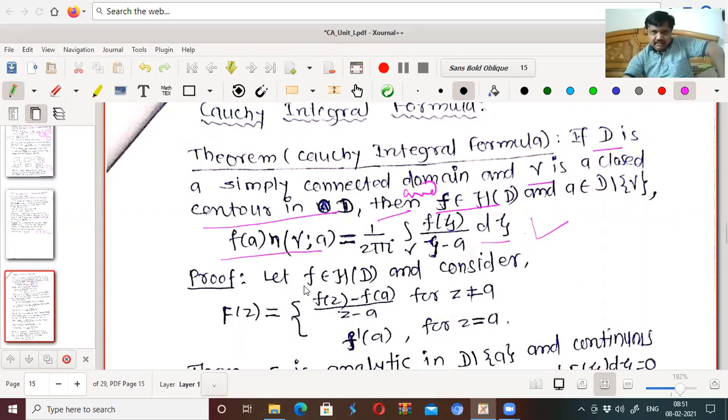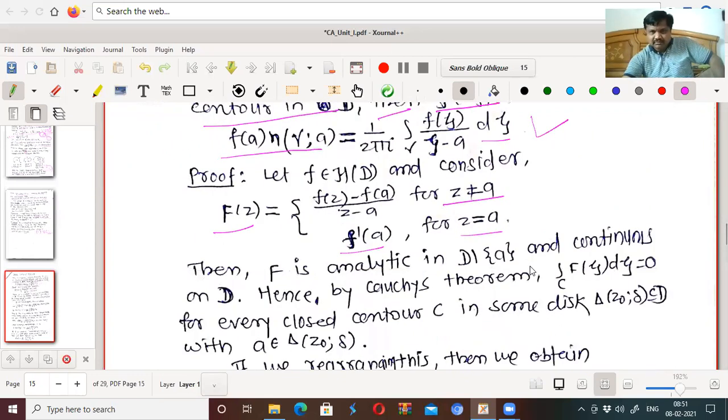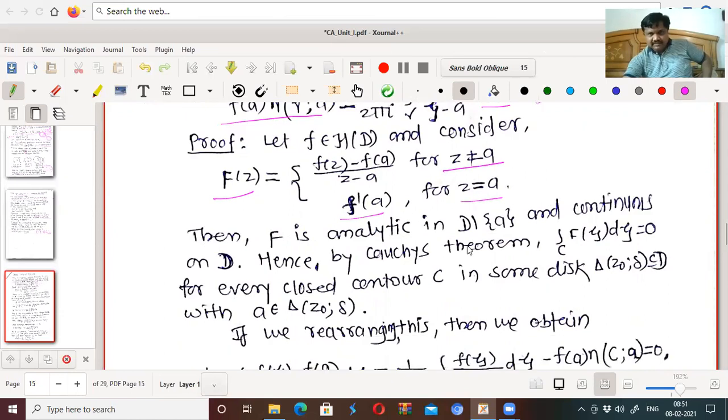Let f be analytic and consider capital F of z, defined as f of z minus f of A upon z minus A for z not equal to A, and equal to f dash at A for z equal to A. We will define capital F by this. Then capital F is analytic in D minus A and continuous on D. Hence by Cauchy's theorem, the integral over C of F of xi with respect to xi is 0.